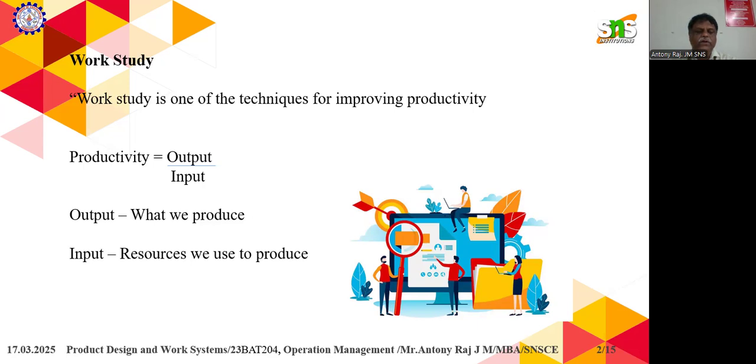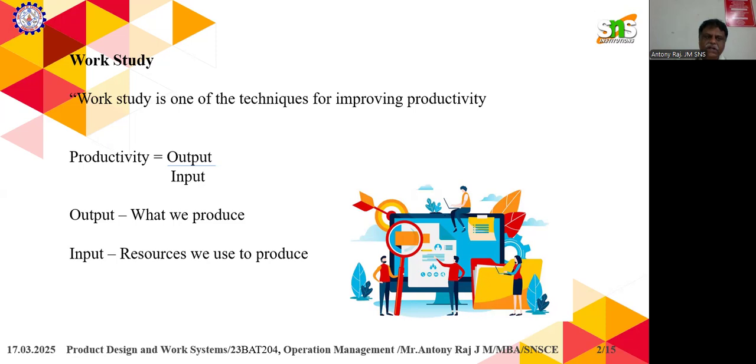Now, input is the resources we use to produce that particular output. The resources can be machinery, raw materials, packing, quality control, and labor, and also the capital. These are all the inputs which we use and convert into a final product. So productivity is the ratio of output by input, a very simple mathematical form. And work study is one of the techniques for improving productivity.